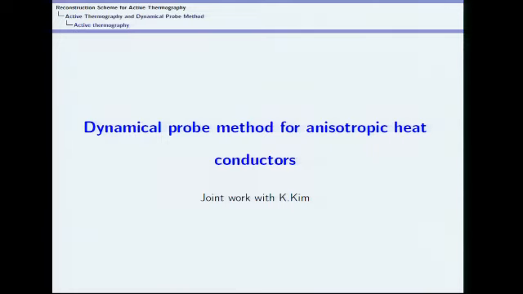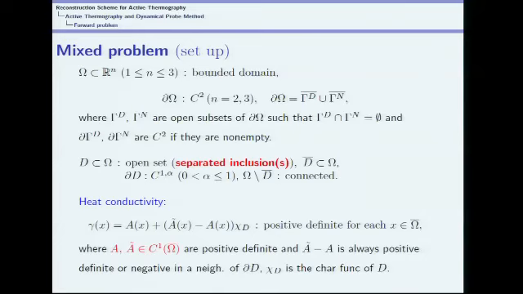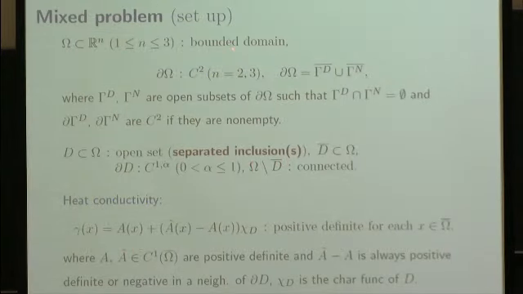Next, I want to explain the scheme I'm proposing for this active thermography, which I call the dynamical probe method. I also considered the case where the conductivity is anisotropic. Okay, let me set up our argument. First, let omega be a bounded domain in R^n, and n can be any physical dimension, which means n is from 1 to 3.